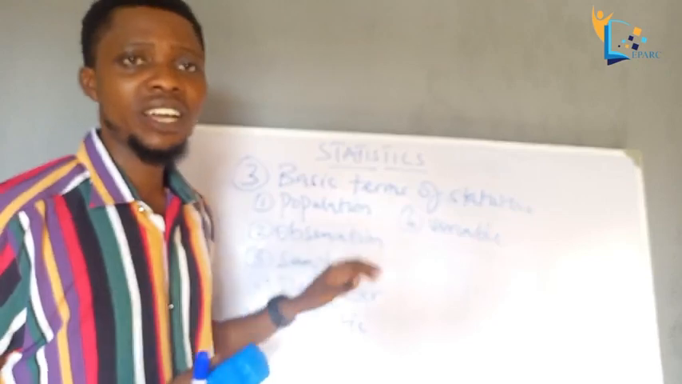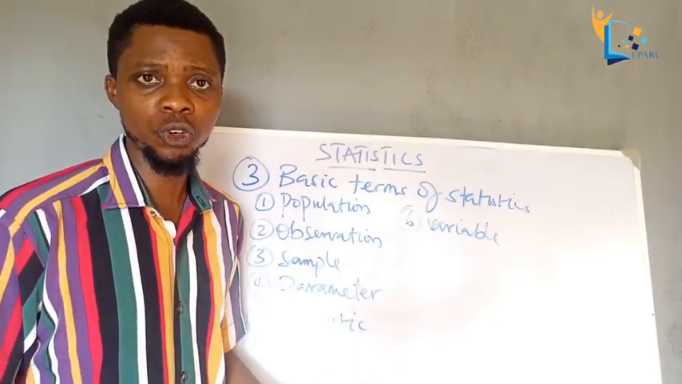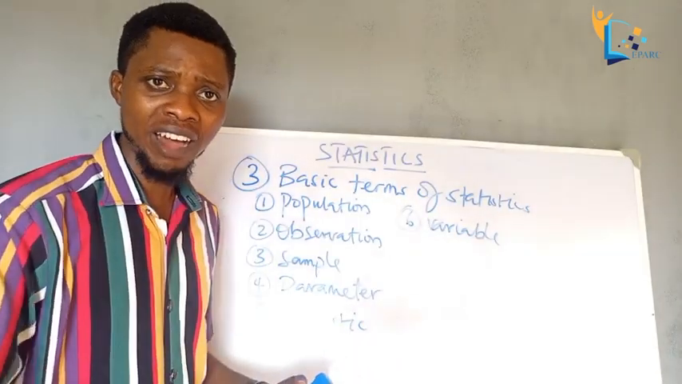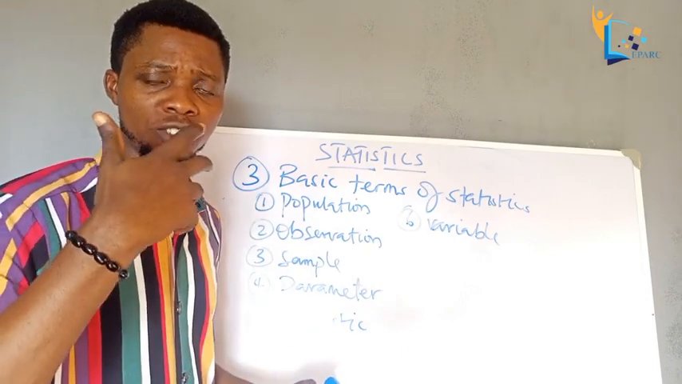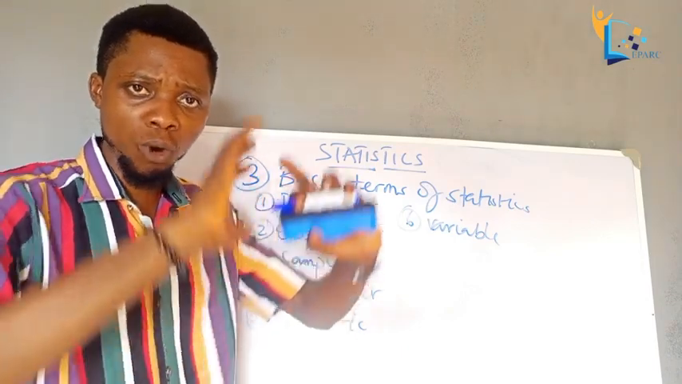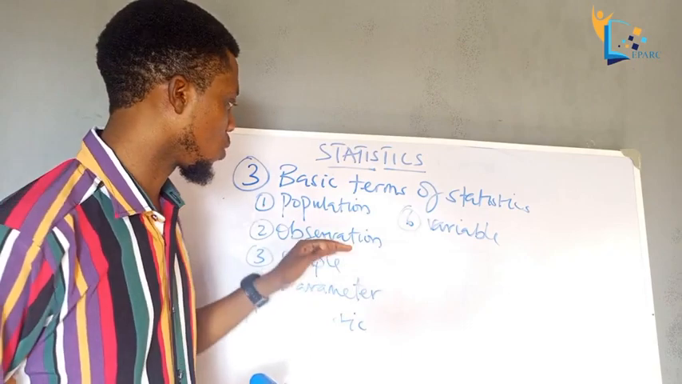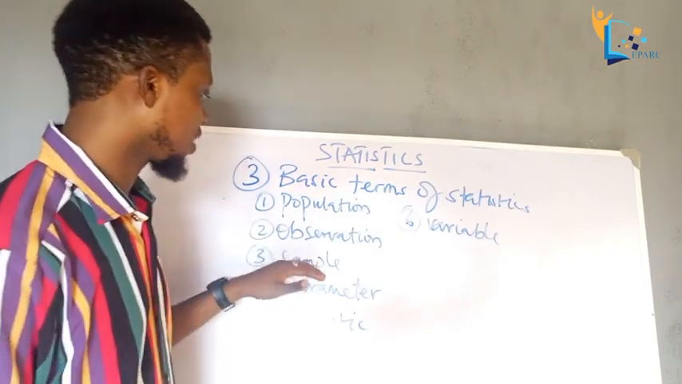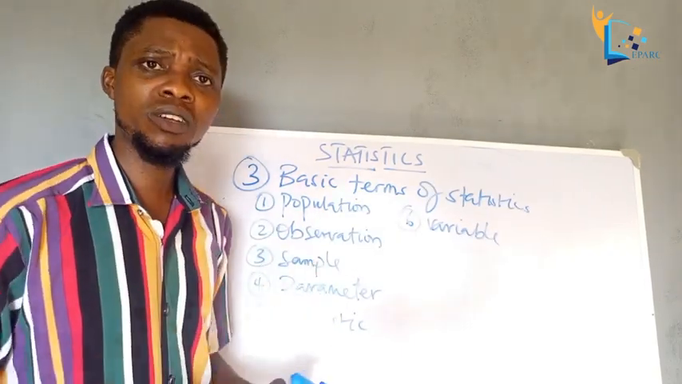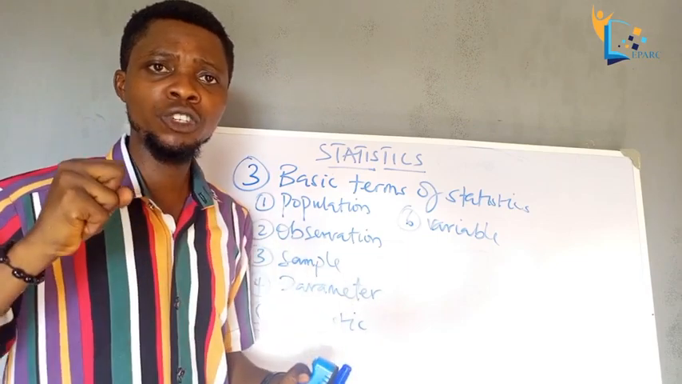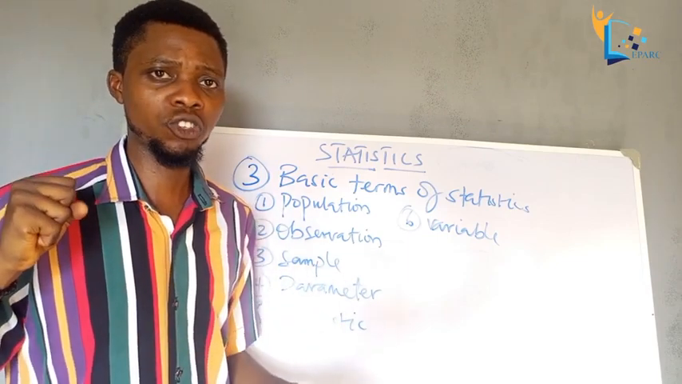Now, observation here is simply the observation, you know. When you investigate, you observe, you take notes, you supervise, and all that. The whole of that process is what we call observation. Now, sample. Sample is simply that portion that is taken out of the population.